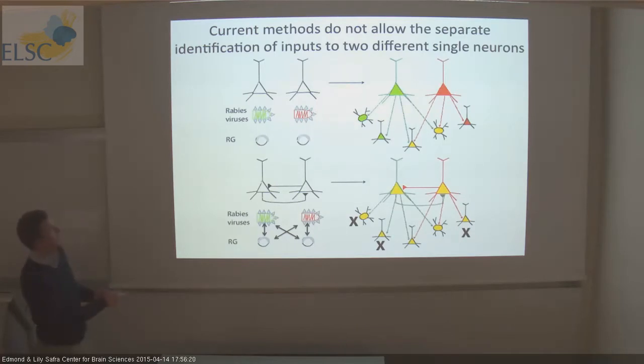And that's fine as long as these two cells are not connected to each other. But if these two cells are connected to each other, it all blows up on you, because the red virus spreads to the green cell, the green to the red cell, and they're both complemented by the same glycoprotein, the rabies glycoprotein. So now the red virus spreads, as does the green virus that came from here, to the red cell and all of its inputs, and so you now have no idea who was connected to which cell. Everybody expresses both colors. Okay?